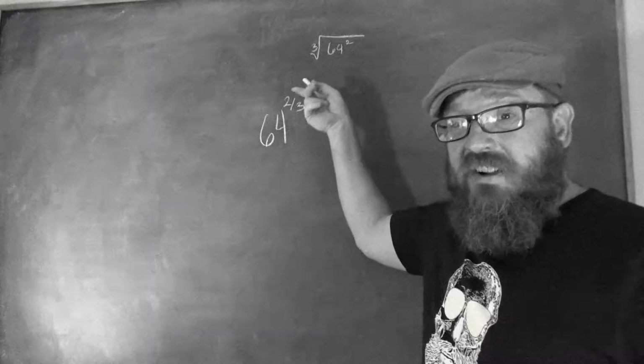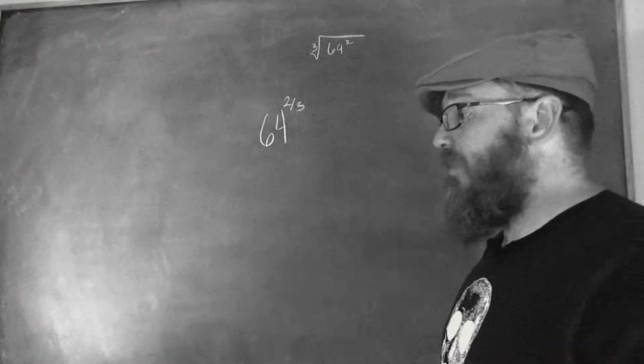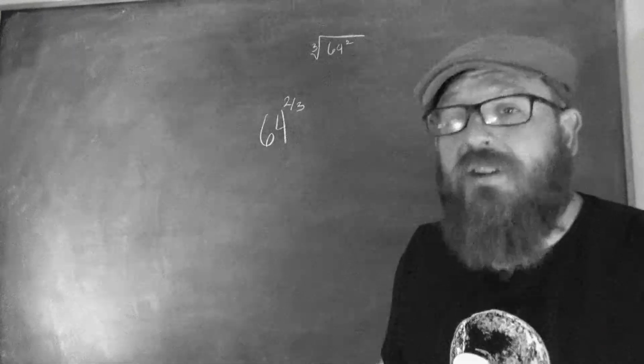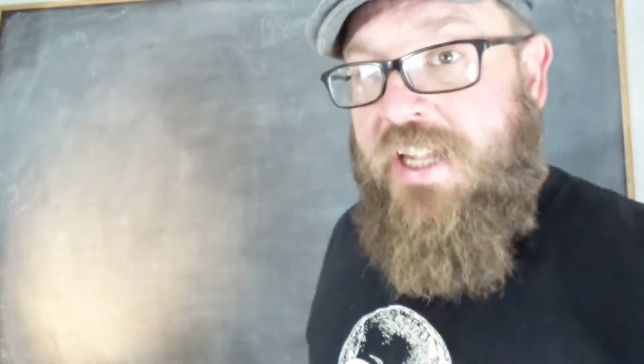Probably going to do this, you're going to square 64 and then you're going to factor it and you're going to look for a number times itself 3 times it equals 64 squared. And oh my gosh, that is so ugly. So we're going to talk about caveman math.